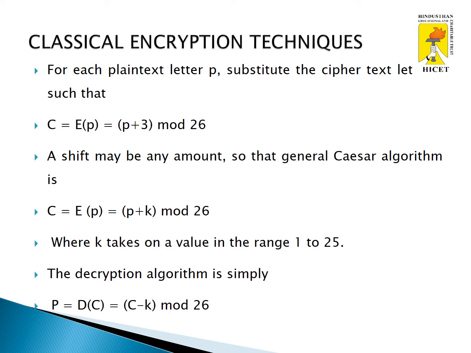Here a shift may be any amount, so the general Caesar algorithm is ciphertext equals encryption of plain text equals (plain text plus key) mod 26, where k takes on a value in the range of 1 to 25. Then the decryption algorithm is plain text equals decryption of ciphertext equals (ciphertext minus k) mod 26.